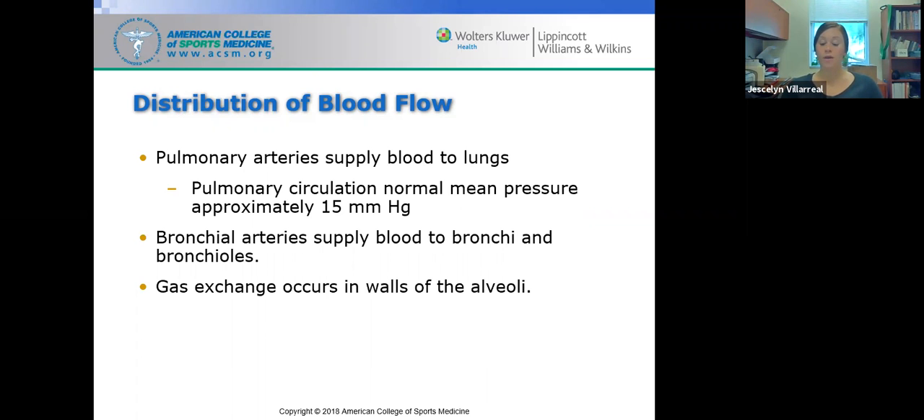4, the pulmonary arterioles now divide into pulmonary capillaries that form networks in the walls of the alveoli. This is where gas exchange occurs. And 5, your pulmonary veins carry oxygenated blood from the pulmonary capillaries and converge into the main pulmonary veins, which empty into the left atrium.